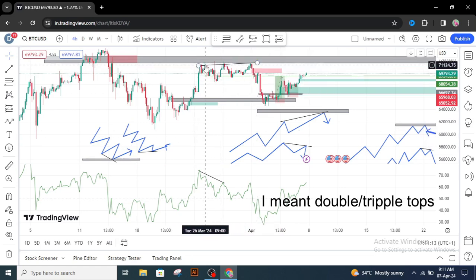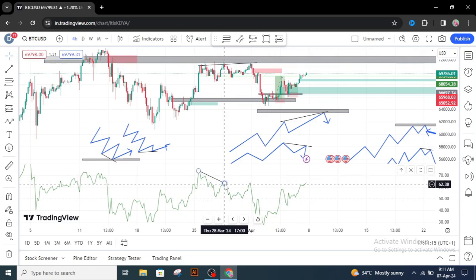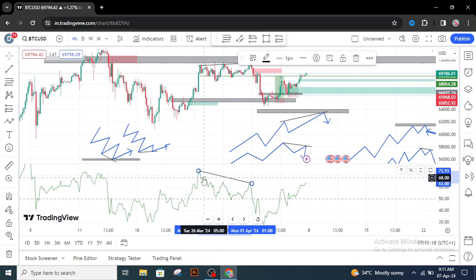Okay, these three tops, 1, 2, 3. Look at what the RSI is doing. These are the three. It's going down. So this will tell you that the market is actually trying to push this market forward.